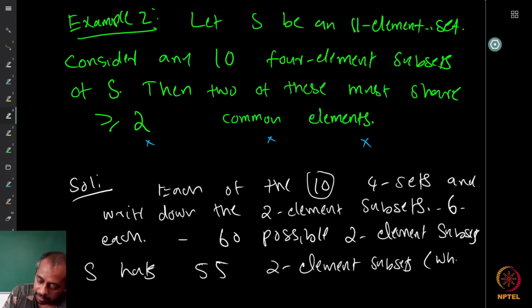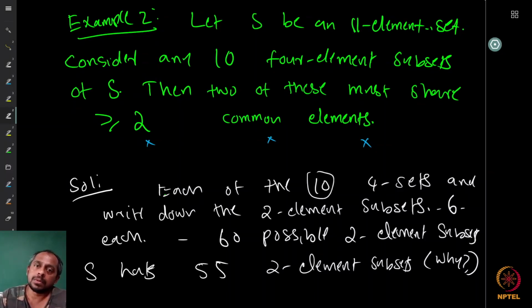Now why? That is something that you need to figure out. Whenever I write why, that is the part where I have not given you the proof, and you have to prove it yourself. You have to think about it and do it. So 55 2 element subsets are there.